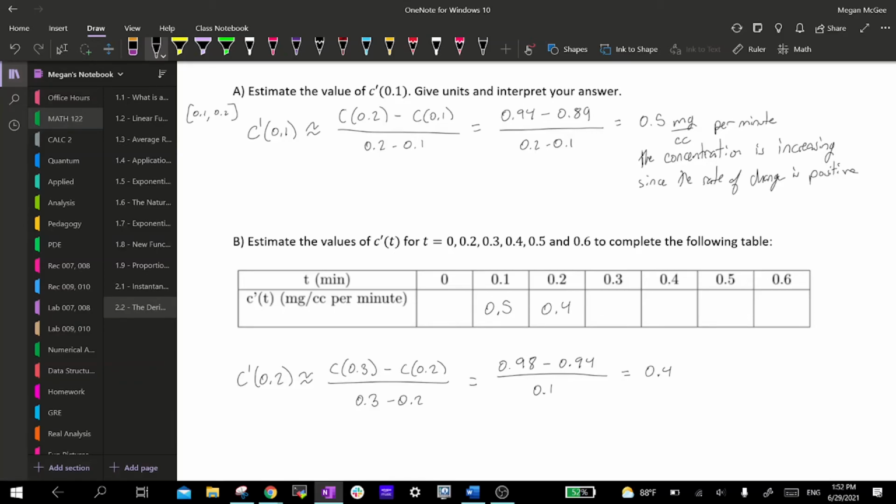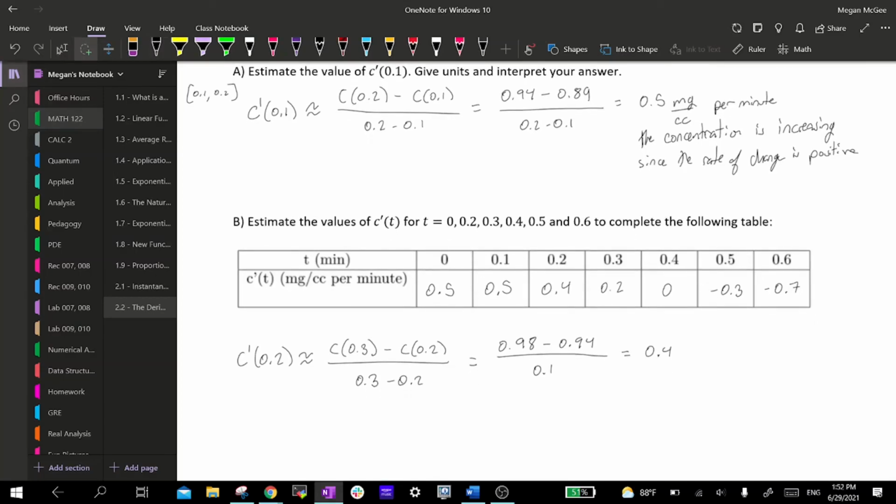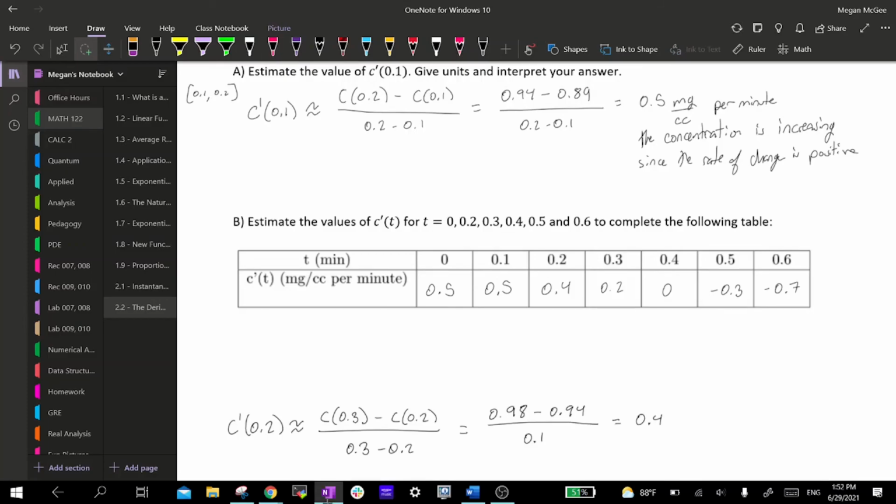All right, so I'm going to go ahead and fill in the rest of these values and leave you to do the math behind it. So we have 0.5, 0.2, 0, negative 0.3, and negative 0.7. And we're just going to make a few final observations about this table. All right, so I'm going to move this work down, just get it out of the way. So we're just going to make a few observations like I said.